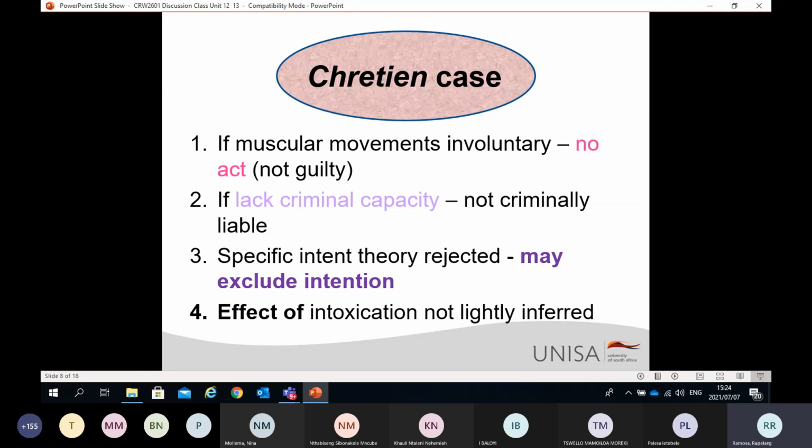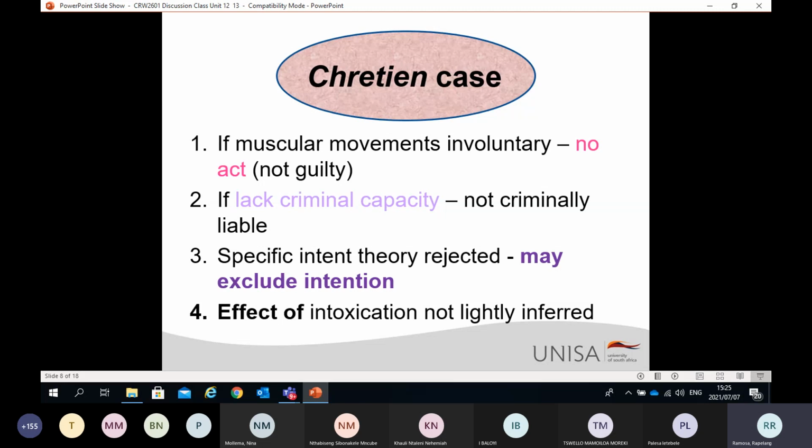And on that basis, because we accept that intoxication may affect intention and may exclude it, it is impossible for an accused who is charged with a crime requiring intention, like attempted murder, to still be convicted of common assault, which requires intention, because intention is intention. So if X lacked intention, then X cannot be guilty of any crime that requires intention.